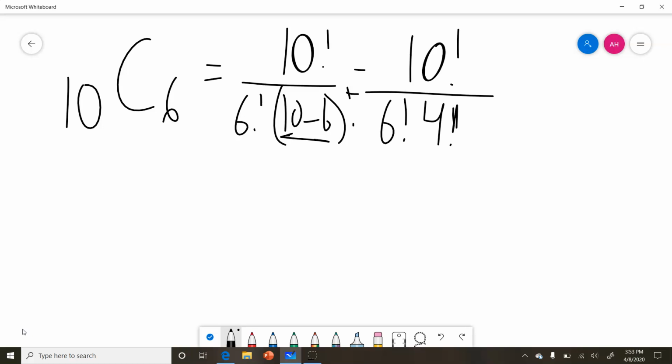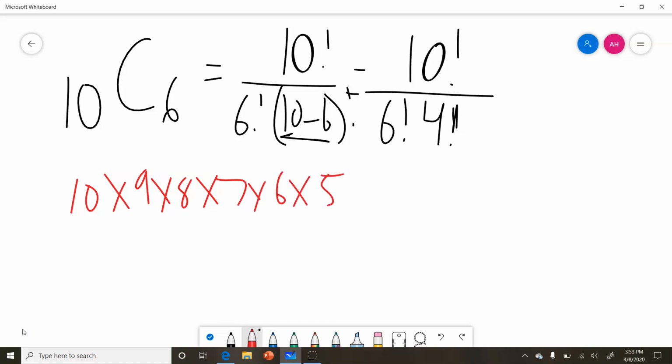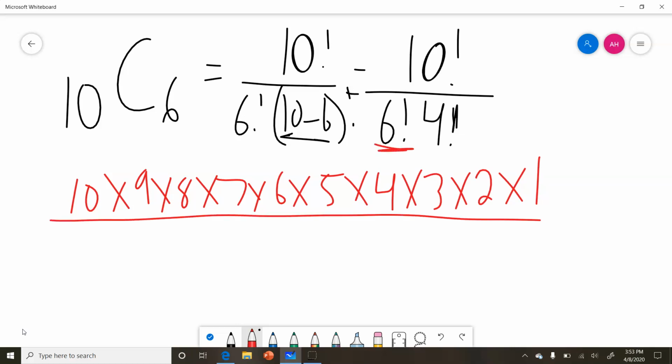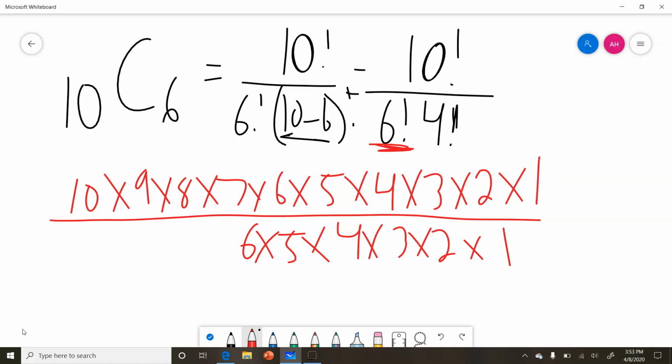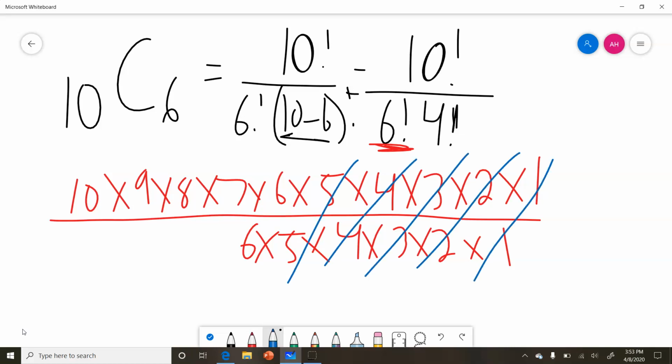Okay, now I go rewrite the top. I rewrite 10 times 9 times 8 times 7 times 6 times 5 times 4 times 3 times 2 times 1. All of that divided by the bigger one, so I'm going to choose the 6 factorial. So all that divided by 6 times 5 times 4 times 3 times 2 times 1. And look what happens. They all cancel out. The 1s, the 2s, the 3s, the 4s, the 5s, and the 6s all cancel out.